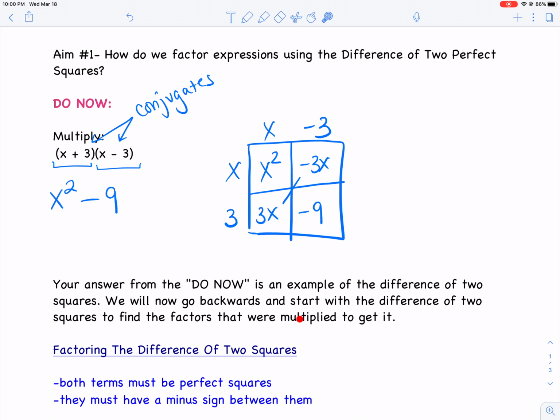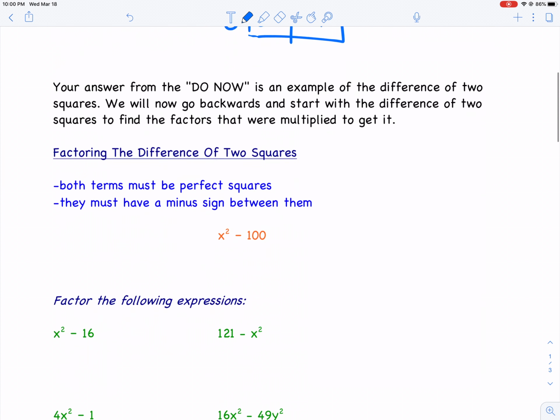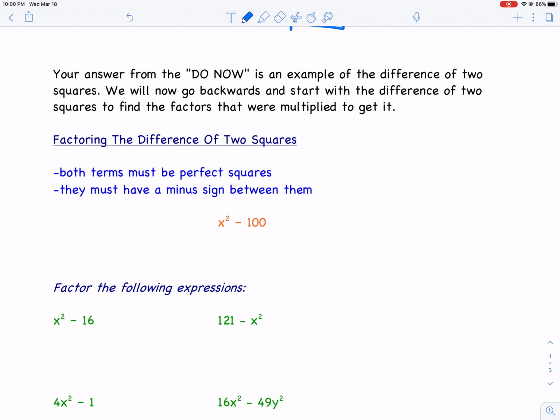We will now go backwards and start with the difference of two squares to find the factors that were multiplied to get to it. So first I want to explain why it's called a difference of two squares. Both terms must be a perfect square, and there must be a minus sign between them. That's why it's a difference. If there's a plus sign between the two terms, they would not be a difference of two perfect squares. So every example is going to look like this one, where we have two perfect squares.